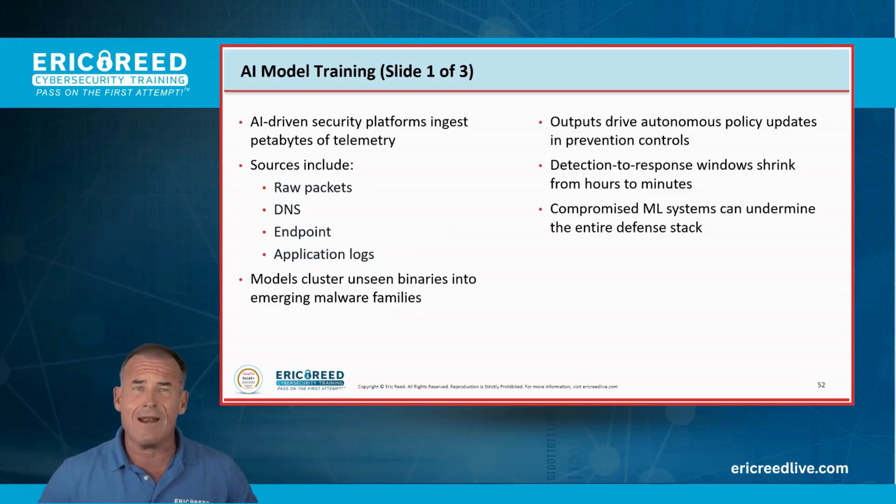AI models analyze this kind of information. They identify patterns and previously unseen threats. Now, again, you can tell it what's bad or not. That's the whole labeled or unlabeled. For example, your models can cluster unknown binaries into new malware families. These types of insights can then drive automated policy updates in your prevention controls. As a result, detection to response times will shrink dramatically, typically from hours to minutes or even quicker.